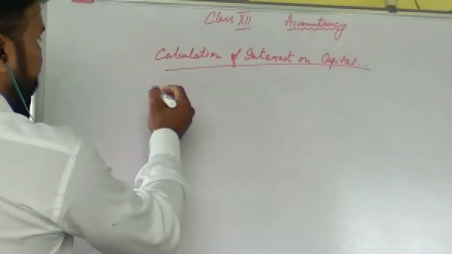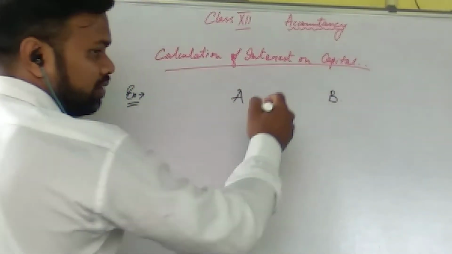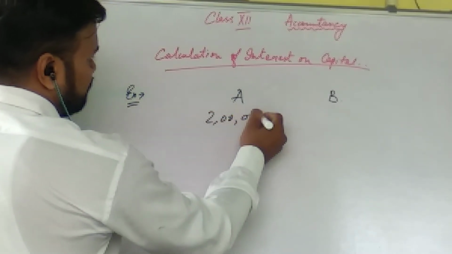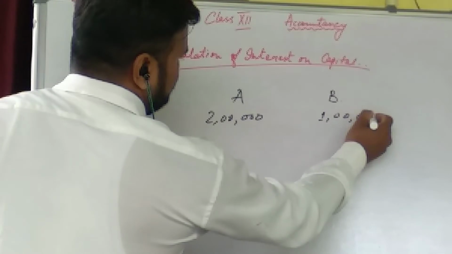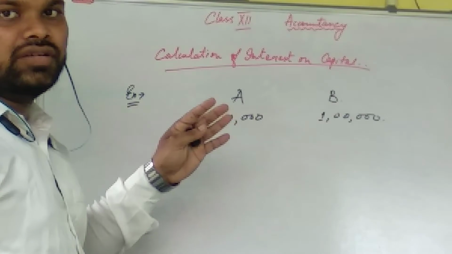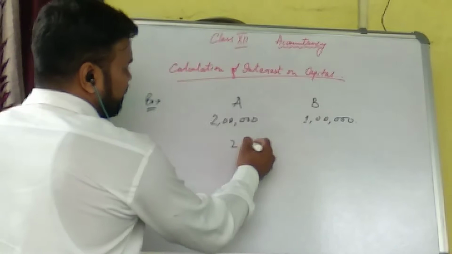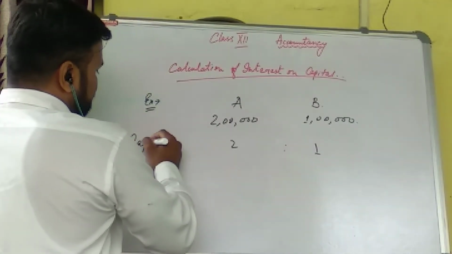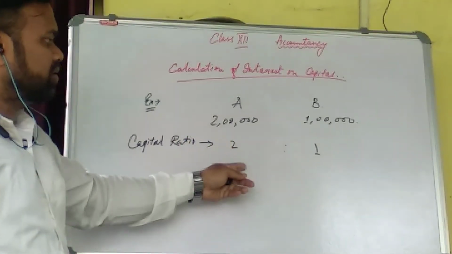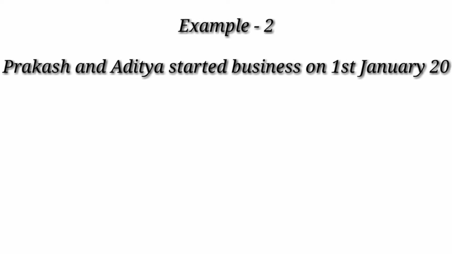For example, there are two partners A and B, and they are bringing in 2 lakhs and 1 lakh. This is the capital they are bringing in the financial year. So what is the capital ratio? You can easily find out. The capital ratio is 2:1. This is a very simple sum. Now we will move on to the complex examples.